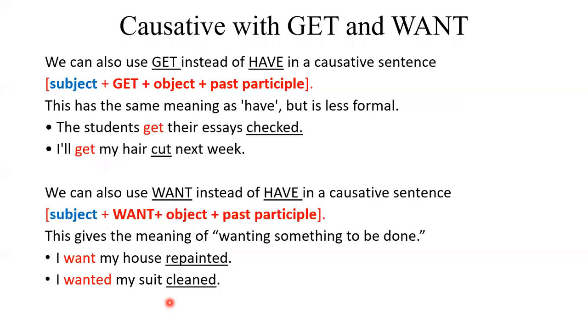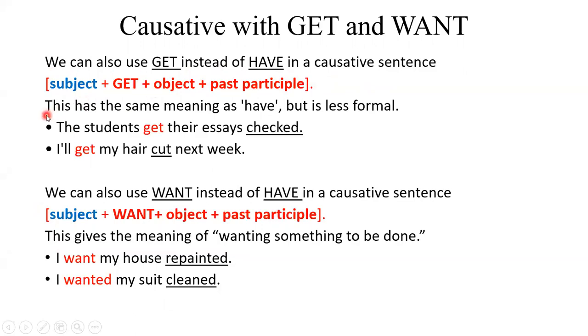In your book, they mentioned that we can use get and want in the causative as well. So let's just treat them. We can also use get instead of have in a causative sentence. So we can say subject plus get plus object plus past participle. All the rules and all of the applications we discussed about have apply to get.